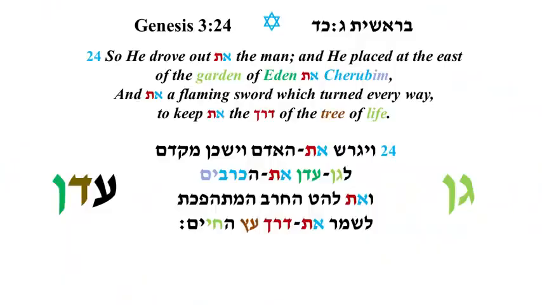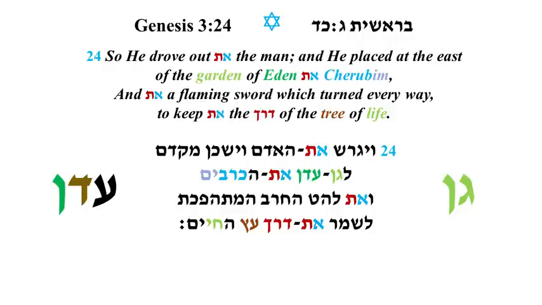All right. In verse 24 of chapter 3, this is after they took a bite of the forbidden fruit. It says, so he drove the man out, and he placed at the east of the Gan Eden cherubim, and a flaming sword which turned every way, to keep the way of the tree of life.